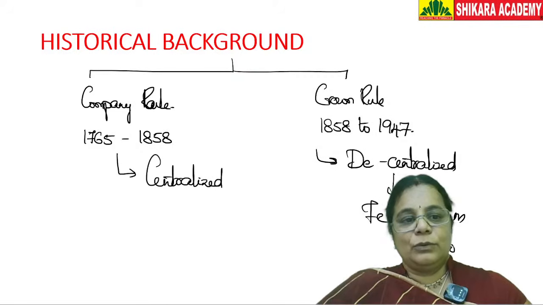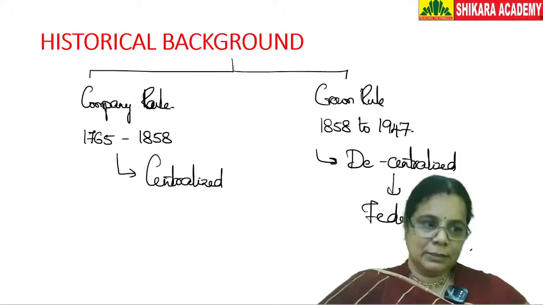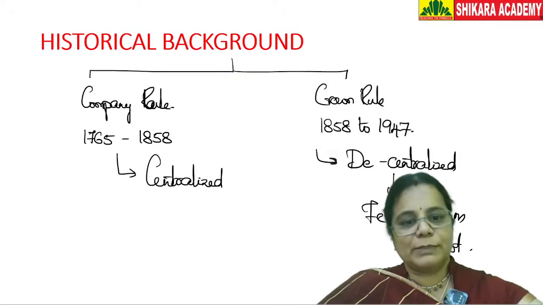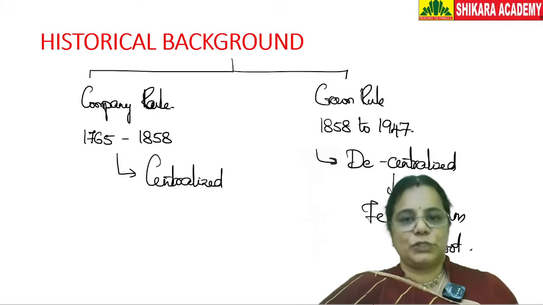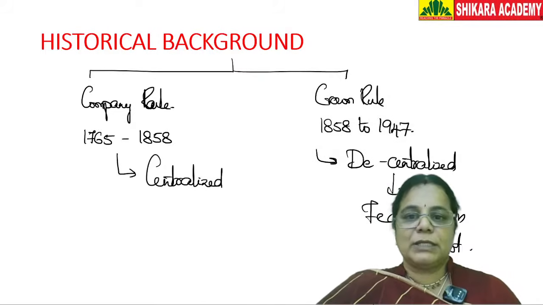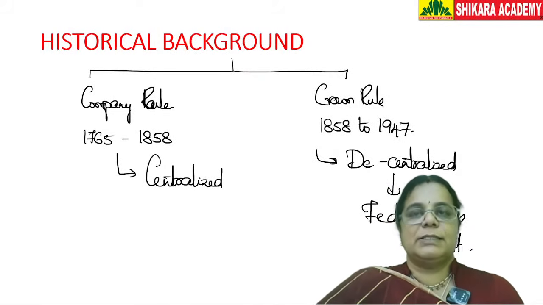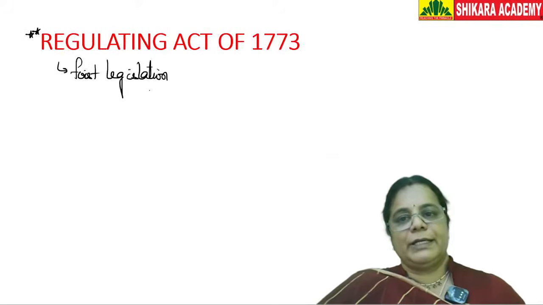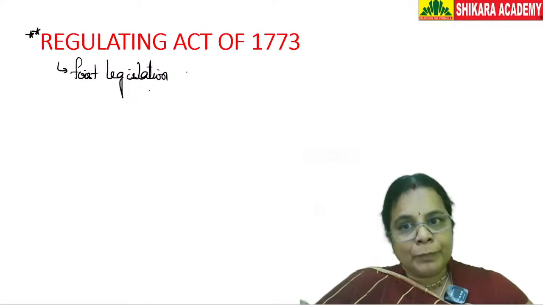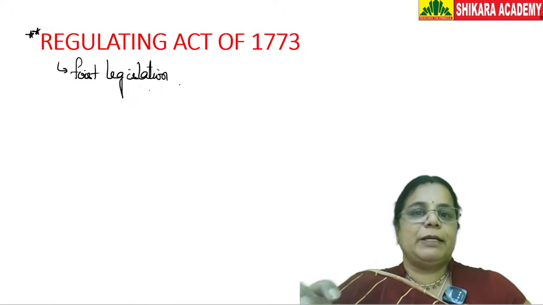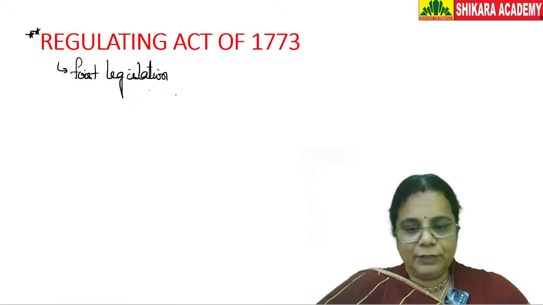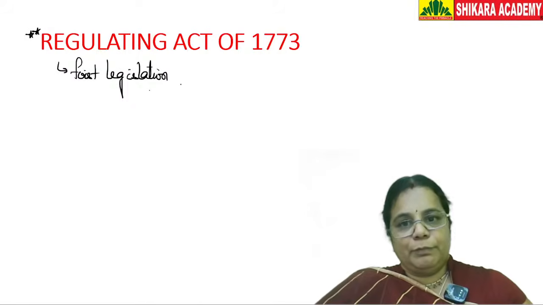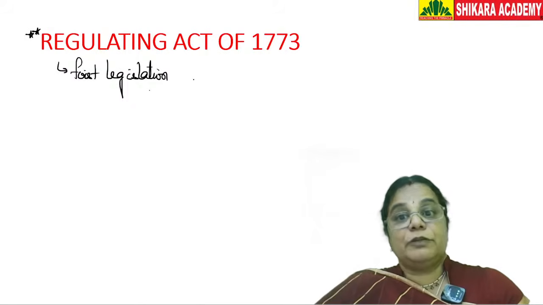Now, the other benefit of this particular class will be that I'm going to explain all the laws in the form of a flow chart. The more flowcharts you read, the easier it is for you, because flowcharts help you to quickly revise. So let's begin with the Regulating Act 1773. As I said, it was the first legislation made by the British Parliament to regulate the affairs of the East India Company. From a polity perspective, it is important for three reasons.